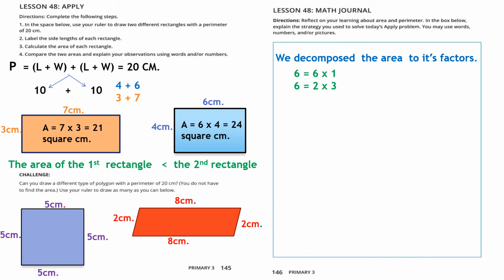And in the example of perimeters, we used the double strategy to find the components of 10, right? We used components of 10. We said 10 equals 4 plus 6 and 3 plus 7, right? And we use the double strategy here in the square below. 5 plus 5 plus 5 plus 5.